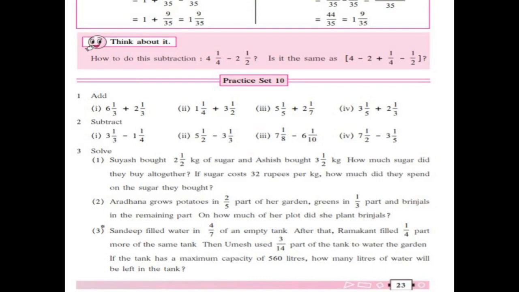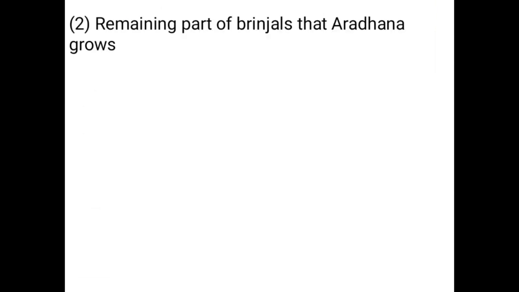After taking potatoes and greens of Aradhna's garden in addition fraction, remaining part of brinjals that Aradhna grows, you have to take subtraction fraction. Remaining part of brinjals is not given any fraction. So you have to take remaining part of brinjals that Aradhna grows fraction is 1 minus answer which you got in addition fraction of potatoes and greens is 11 upon 15.